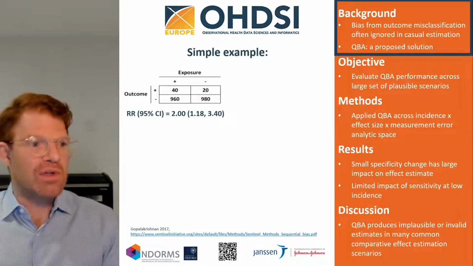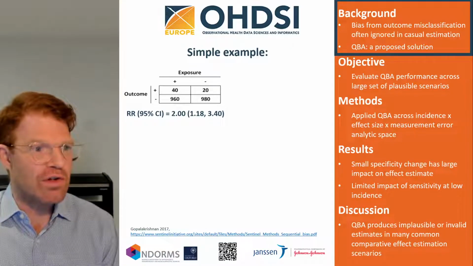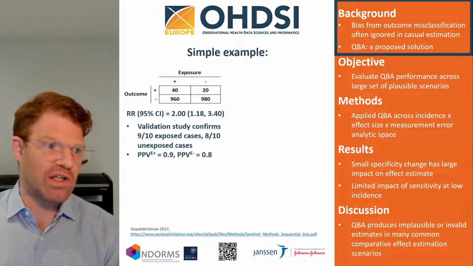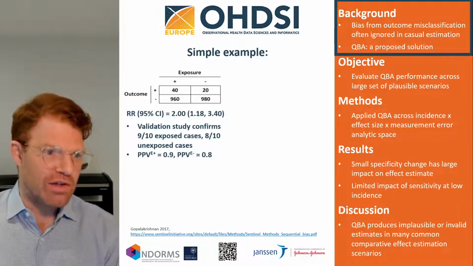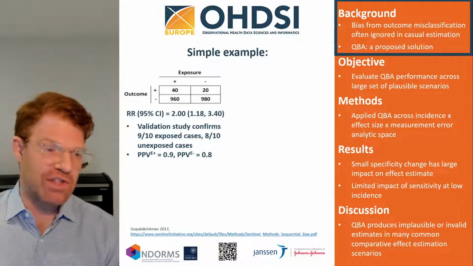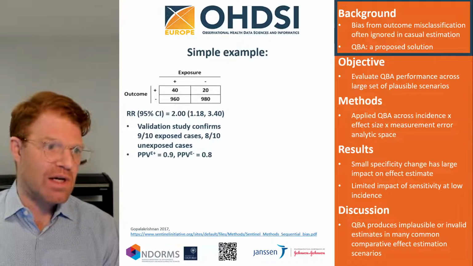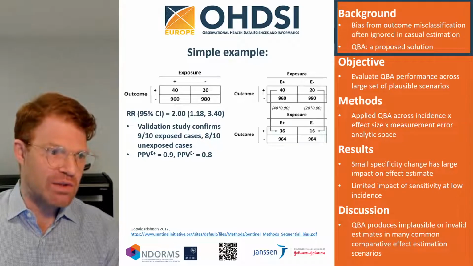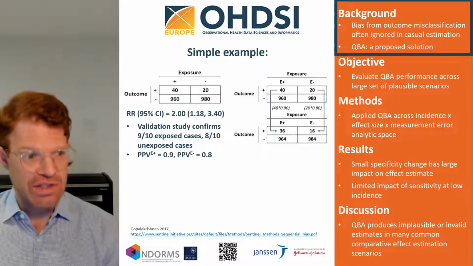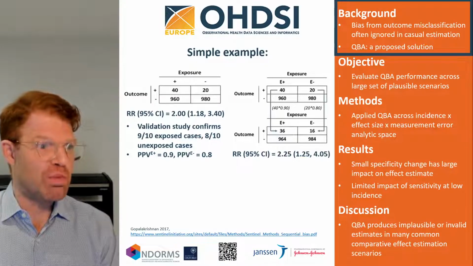As a toy example, say a study produces the following 2x2 table with a relative risk of 2, and further, say a validation study samples and confirms as true positives 9 out of 10 target exposure cases and 8 out of 10 comparator exposure cases, which gives an exposed PPV of 90% and a comparator PPV of 80%. An intuitive QBA application is to multiply the target and comparator case counts by these error metrics, which simply rearranges the contingency table distribution. Recomputing the relative risk now shows a corrected estimate of 2.25.